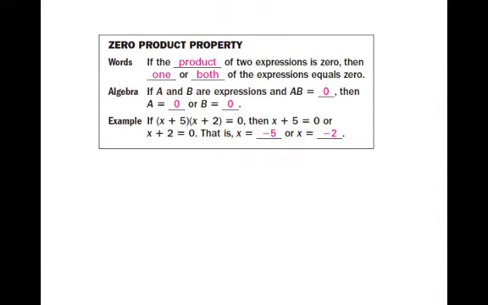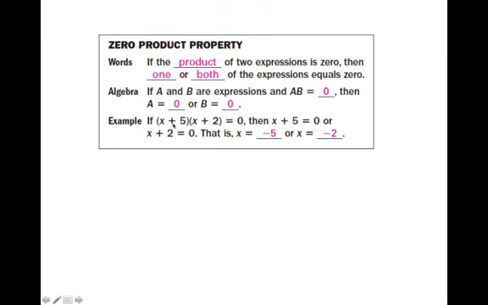In other words, if a and b are expressions and a times b equals 0, then either a equals 0, because 0 times b, no matter what b is, is going to equal 0, or b equals 0. A could be anything else, b is 0, and you're going to end up with 0.